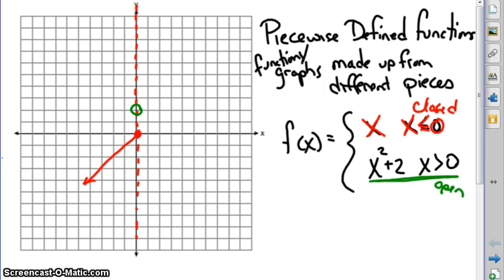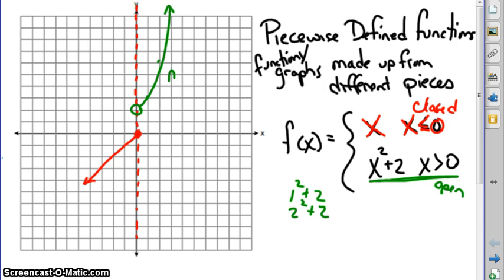Next one, plug in 1. 1 squared is 1, so I get 1 squared plus 2, which is 1 plus 2 is 3. So at 1, I go to 3. What's going to happen is I'm going to have half a parabola and half a line together on the same graph. That's all it's going to be. Now I plug in 2. 2 squared is 4, plus 2 is 6. Then 3 squared is 9, and 9 plus 2 is 11. It's off my graph, so it goes like this.